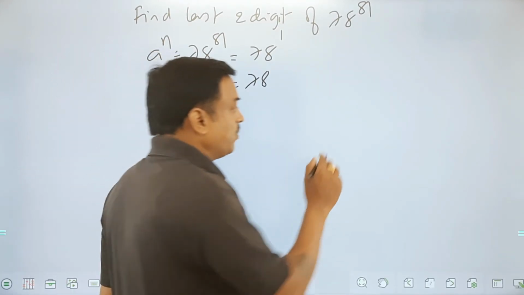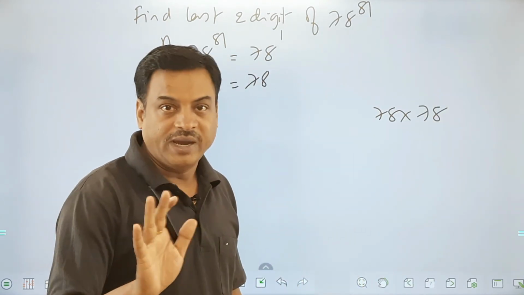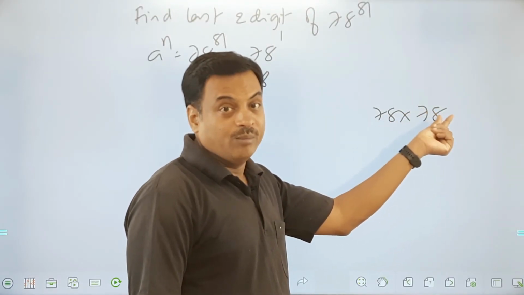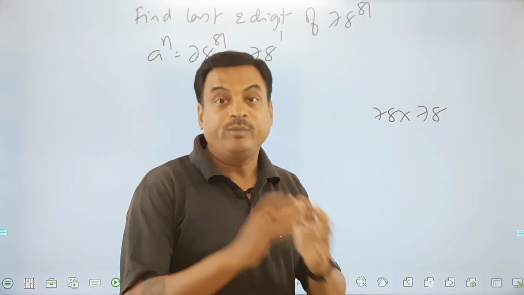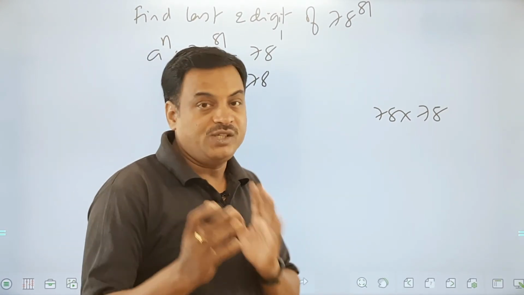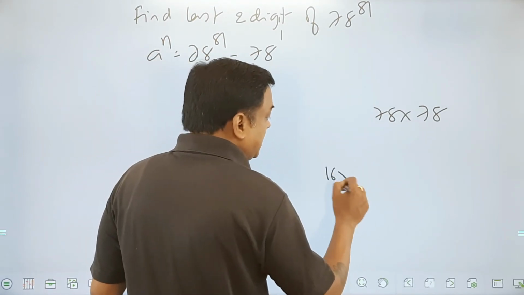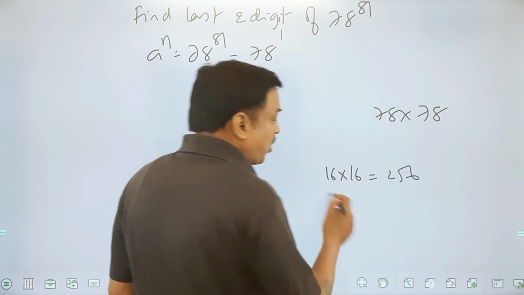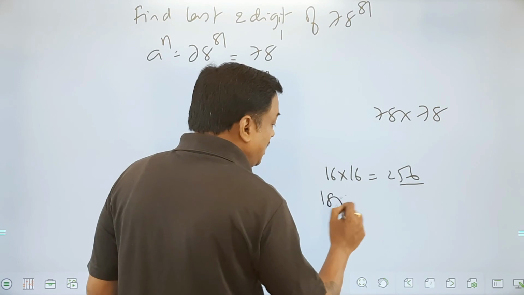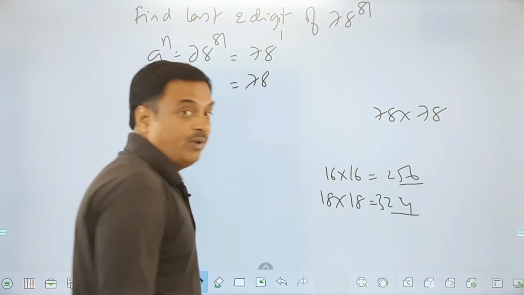But I'll ask you a simple question. 78 into 78, if I multiply just 2 times, this is an even number, this is also an even number, the product of 2 even numbers has to be a multiple of 4. Am I right? I'll take some examples to make you understand. 16 into 16 is 256. The product of 2 even numbers is always a multiple of 4. If I take 18 into 18, it is 324. The last 2 digits are a multiple of 4.